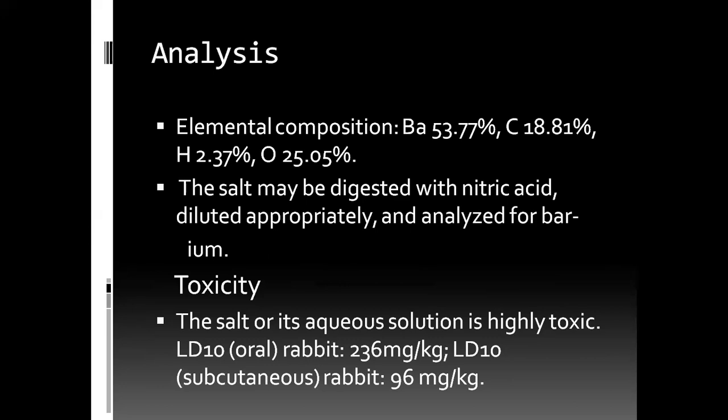Barium acetate analysis. Elemental composition: barium 53.77%, carbon 18.81%, hydrogen 2.37%, oxygen 25.05%. The salt may be digested with nitric acid, diluted as appropriate, and analyzed for barium. Toxicity. The salt or its aqueous solution is highly toxic. LD10, rabbit 23.6 mg per kilogram, LD10, rabbit 96 mg per kilogram.